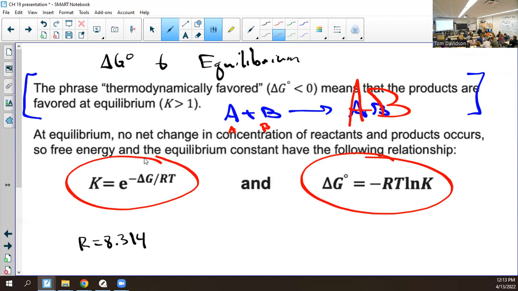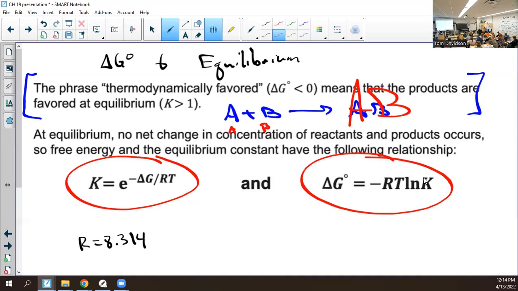It's the same equation, just one you're solving for K, and the other one you're solving for delta G naught. And you see e raised to negative delta G over RT. e is the inverse of ln. That's why they are there. Now, this R, it is the same R from gas laws, but it's a different unit to make things work. So it has a different number. And that's kind of weird.